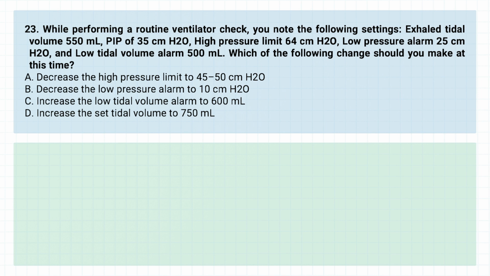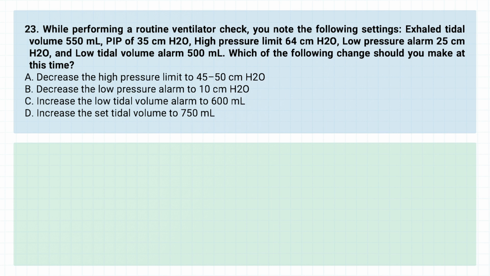Number 23. While performing a routine ventilator check, you note the following settings: an exhaled tidal volume of 550 milliliters, a peak inspiratory pressure of 35, a high pressure limit of 64, a low pressure alarm of 25, and a low tidal volume alarm of 500 milliliters. Which of the following changes should you make at this time?